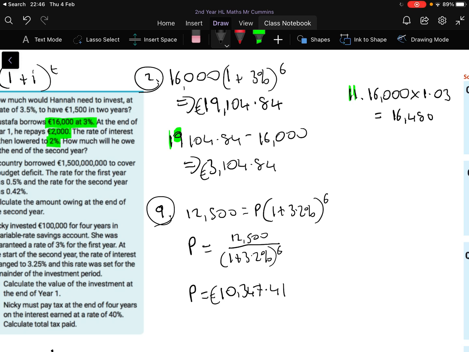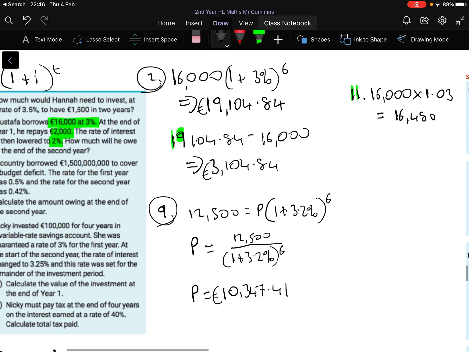Then it says he pays back 2,000. So the amount of the loan, you have 16,480 and he pays back 2,000 euro. He gets a few quid and he pays back 2,000 euros. Take that away, that gives you 14,480 euro.